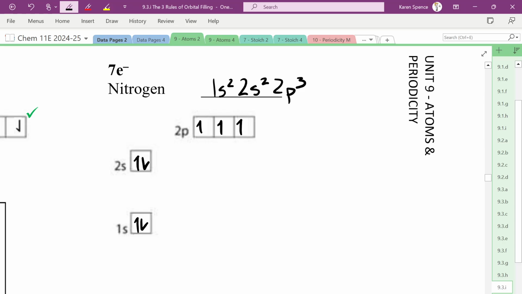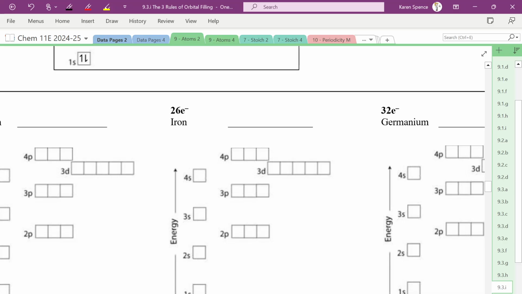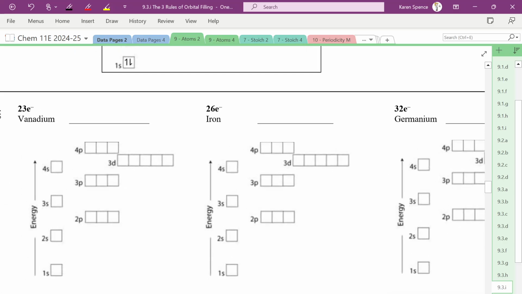You can check your answer with mine there. And if you've got nitrogen, you can try the ones down below: vanadium, iron, and germanium. You are given the number of electrons for each of them.